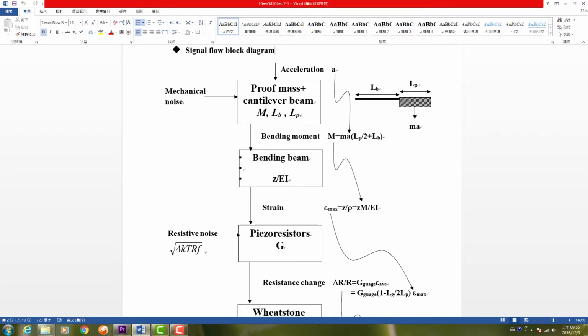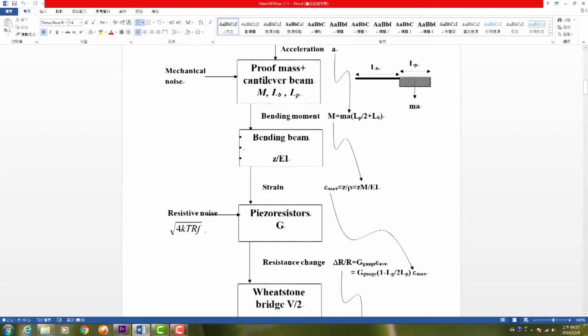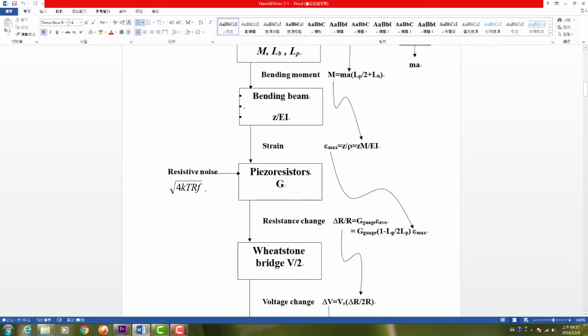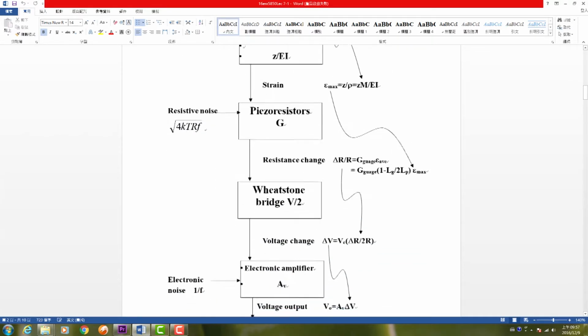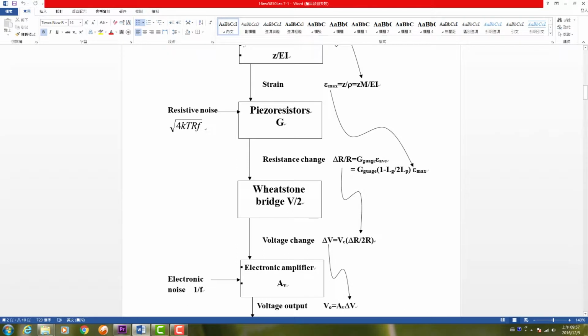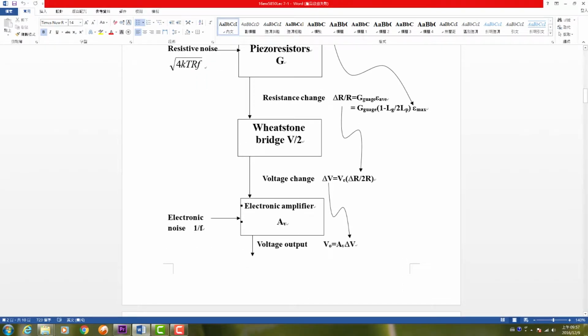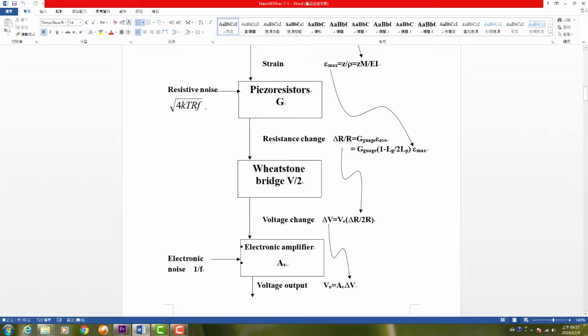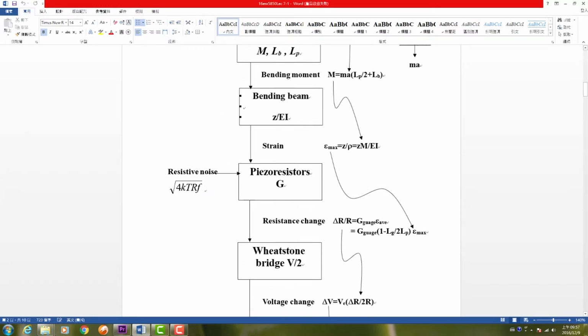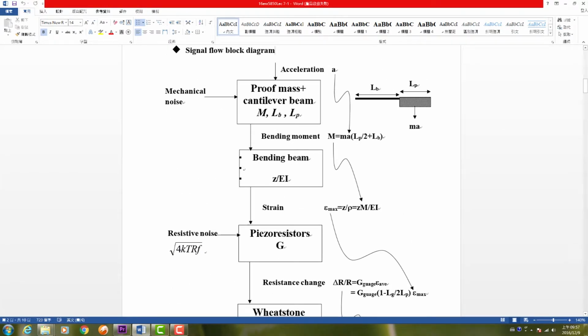As you can see, if we have a larger acceleration, we have more bending of the beam. If we have more bending of the beam, we have larger stress or strain generated on the top or bottom surface. Then we have a larger resistance change and voltage change as well. That is why we can use this mechanism to detect acceleration. This whole system is what we call the accelerometer.